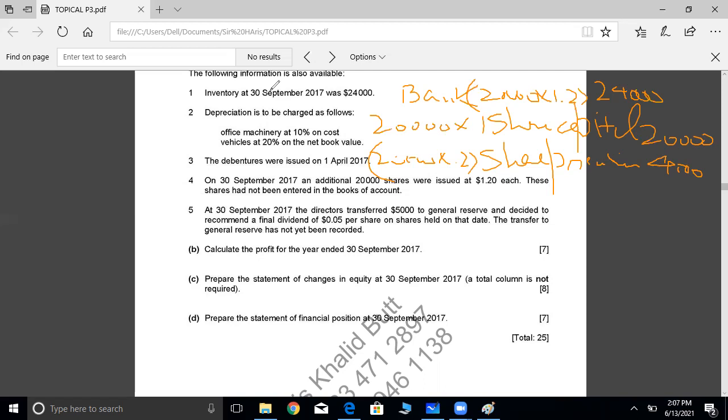So let's move forward. At 30th September, the director transferred 5,000 to general reserve. तो रिटेन अर्निंग में से ये माइनस हो जाएंगे 5,000 और जनरल रिजर्व में ऐड हो जाएंगे, and decided to recommend a final dividend of 0.50 on shares held on that date. The transfer to general reserve has not yet been recorded. जनरल रिजर्व में ट्रांसफर आपको करना पड़ेगा.